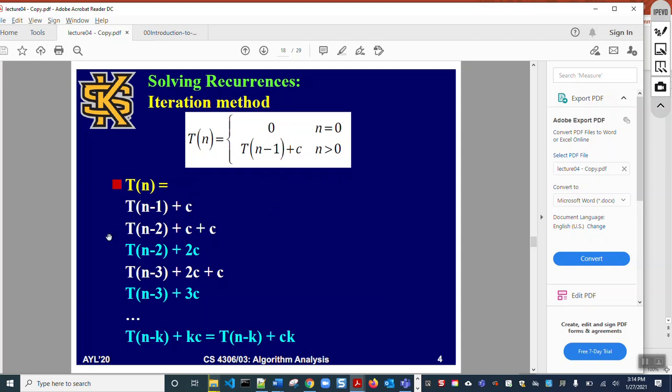Then if we replace n by n-1 again, what will we get? We will get T(n-2), and then from here there will be another constant time extracted. So that will be C, and that C will be added to this C. That means this is equal to T(n-2) plus 2C. So here, 1C, this part is one part.